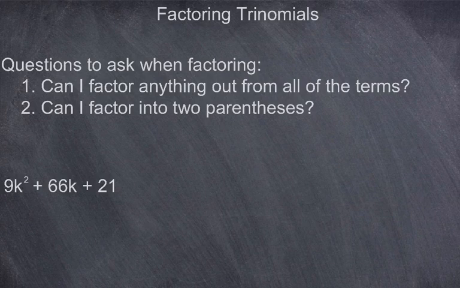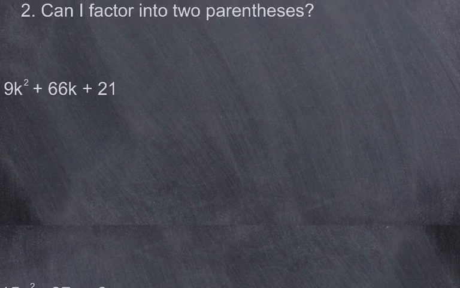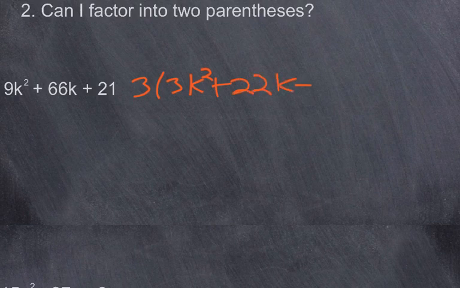Because there are going to be some trinomials that you can factor a common factor out from all three terms before you even go to two parentheses. And here's a few examples like that. Here you have 9k squared plus 66k plus 21. So the first thing you can do is they all share a factor of 3. So I can factor out a 3. Now that 3 doesn't go away, it just comes out front, leaving you with 3k squared plus 22k plus 7.